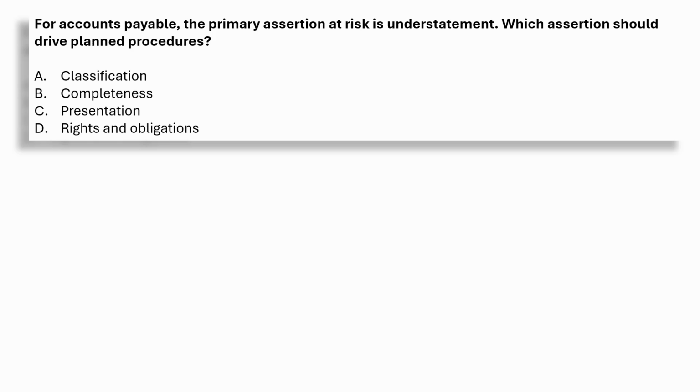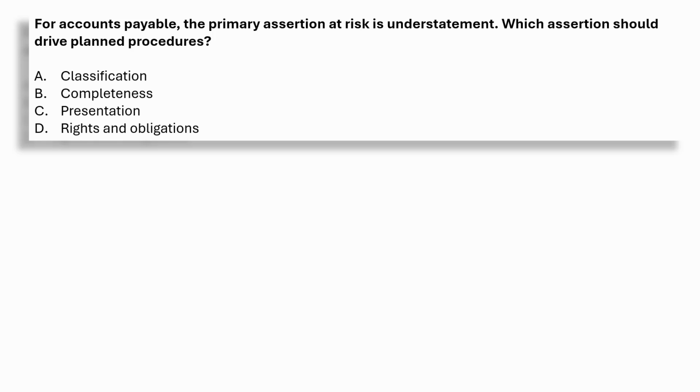Option C, presentation. This covers whether the disclosures and line items are shown properly. Important at the end, but presentation doesn't prevent understatement. Option D, rights and obligations. This asks whether the company really owes what's recorded. Useful for other areas, but if the problem is understatement, then the issue isn't about fake liabilities, it's about missing ones. Correct answer? Option B, completeness.